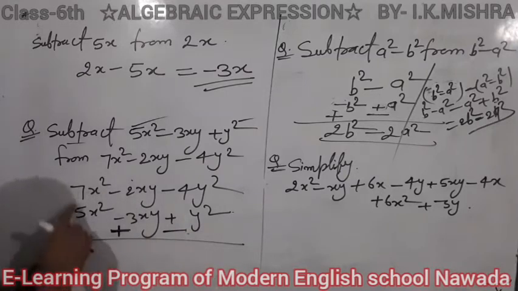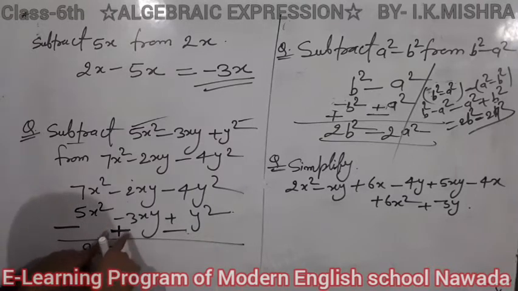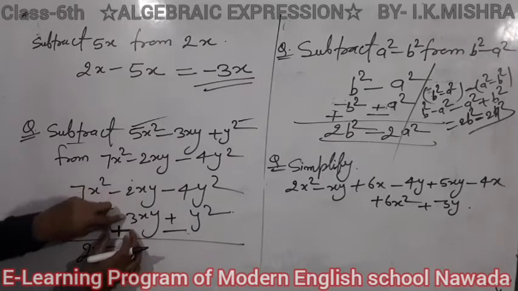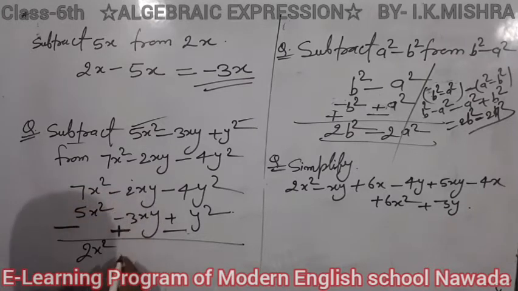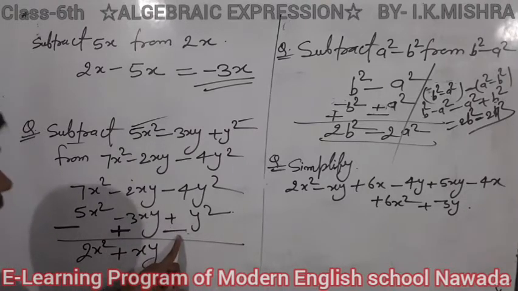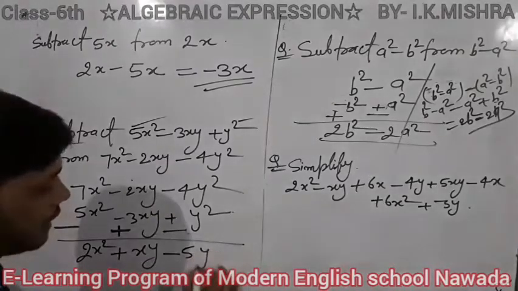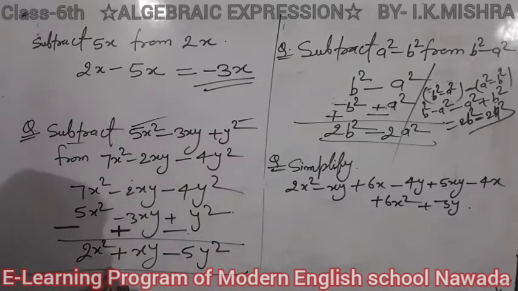That means, students, here 7 minus 5, not plus 5. Here the sign is written below. That means here 7 minus 5 is equal to 2x square. Here plus 3, not minus 3. Here plus 3. So plus 3 and minus 2, that means plus 1xy. And here minus 1 and minus 4, that means minus 5y square. This is the answer. This is the subtraction of this.